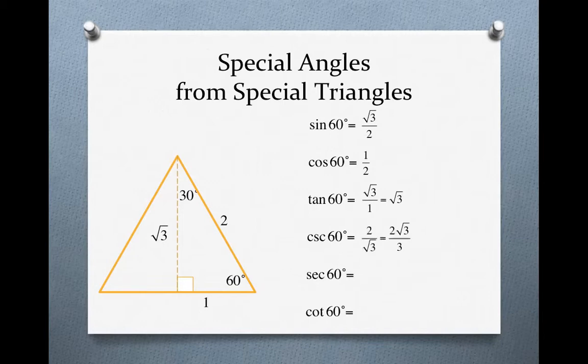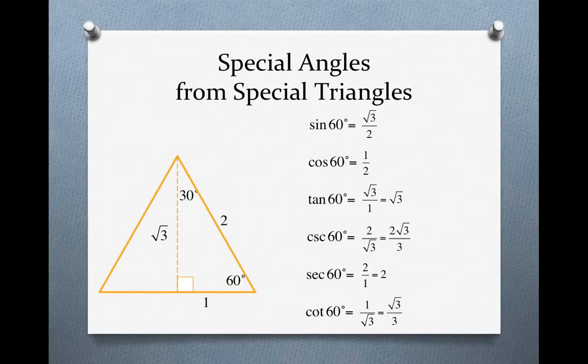For cosecant, we're going to be taking the reciprocal of sine, but that puts a radical in our denominator, so we'll have to rationalize that to get 2 square root of 3 over 3. Same with secant, but since there are no radicals in our cosine, taking the reciprocal is not going to be an issue. We're just going to end up with 2. And then cotangent, again, take the reciprocal of tangent and rationalize to get square root of 3 over 3.